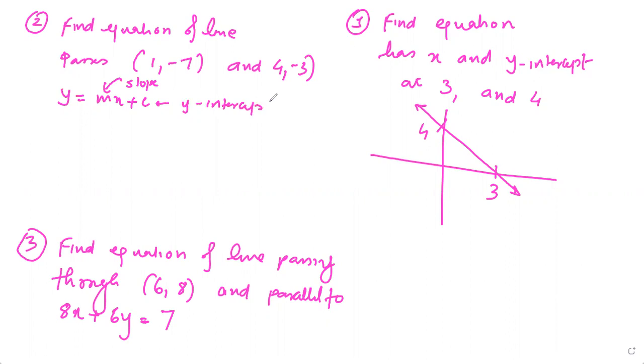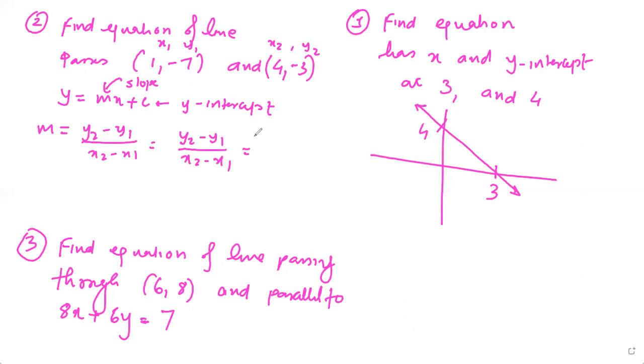When you're finding the equation of a line, here the second condition is that two points have been given to you. So what you do is find the slope. Let's say m will be (y2 - y1) over (x2 - x1). I can take this as (x1, y1) and this as (x2, y2). I've written the formula already, so I'm just going to substitute the values.